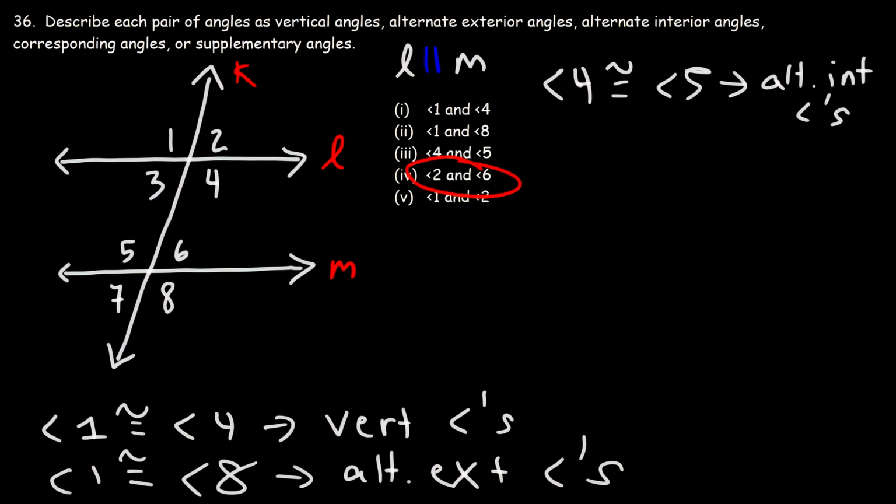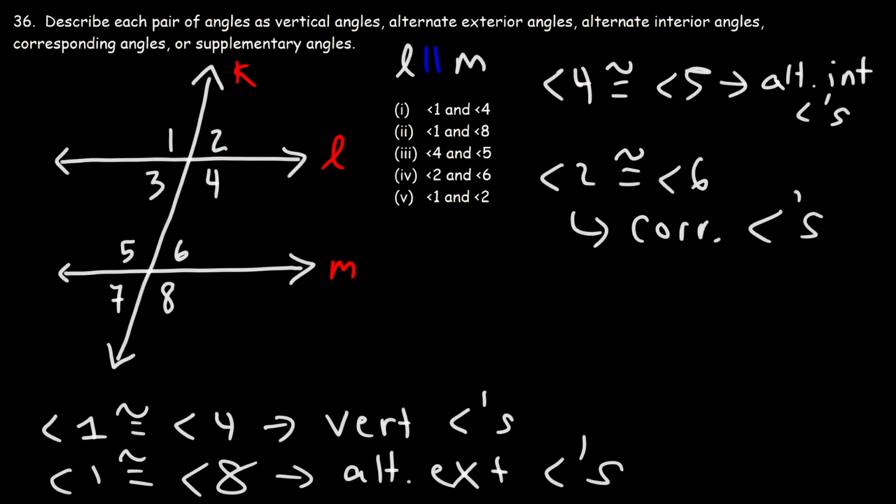Now what about the next one? 2 and 6. So here's 2 and here's 6. Notice that they are on the same side of the transversal, and they're both above the two parallel lines. It turns out that those two angles are congruent to each other, and they are known as corresponding angles.